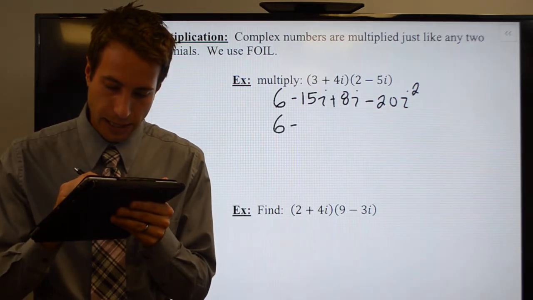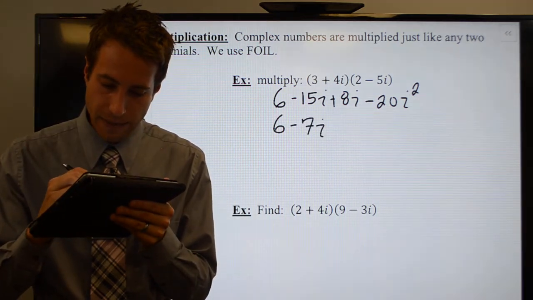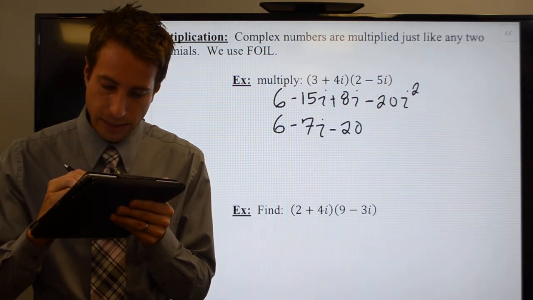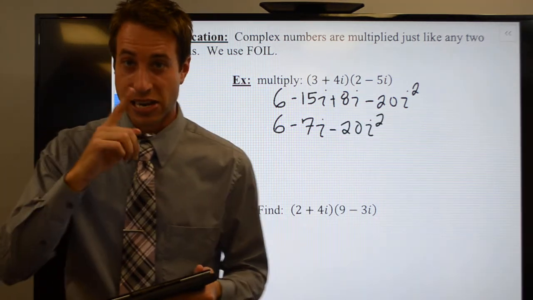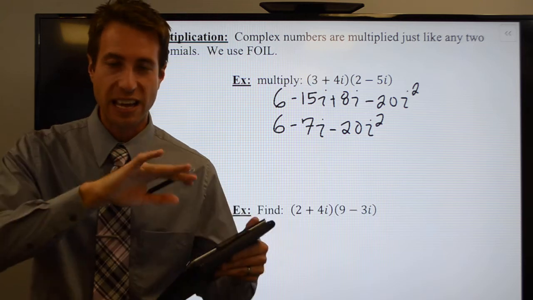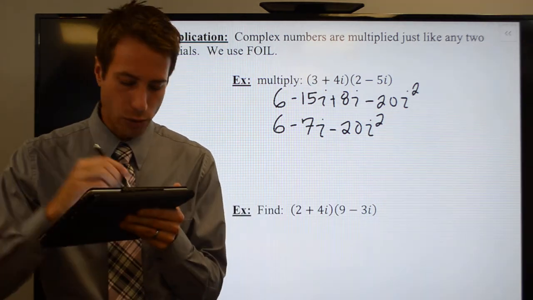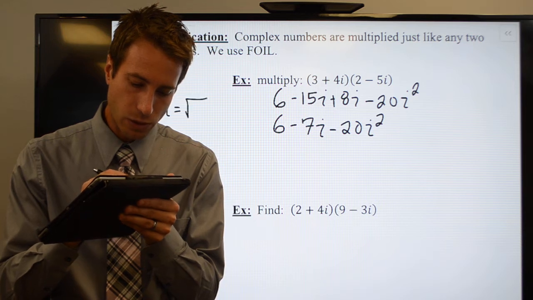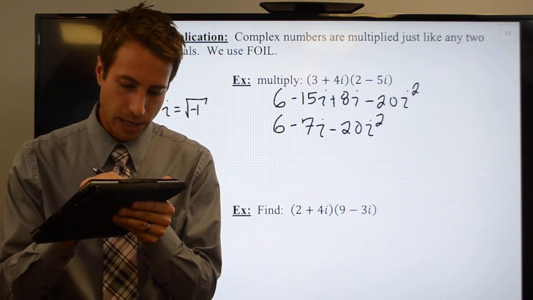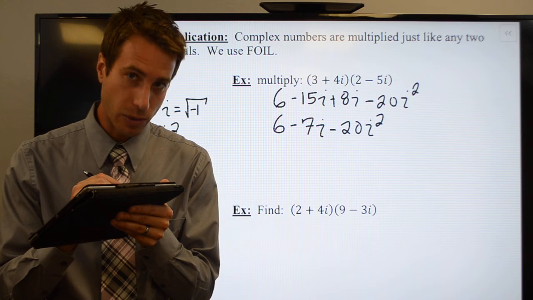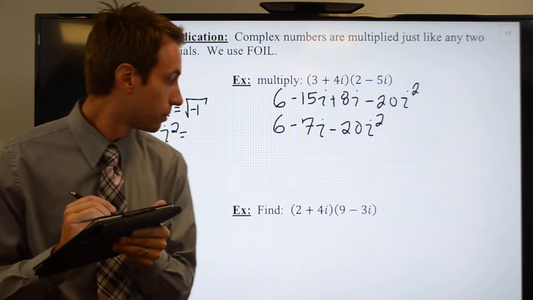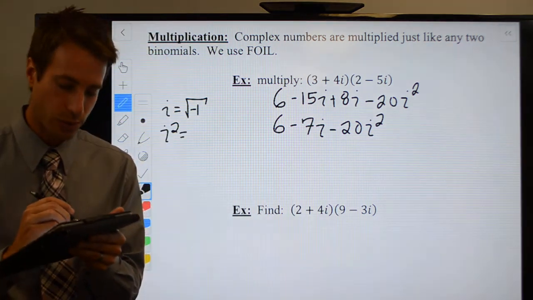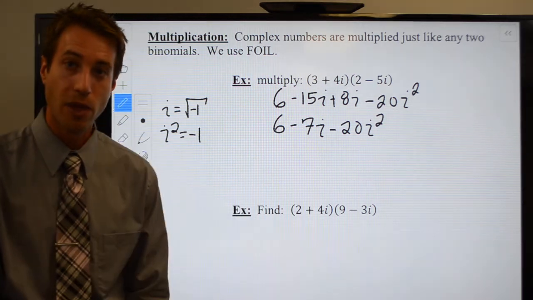So 6 minus 7i. Then I have this -20i squared. Now, we've seen this before. If you go back a couple of pages in the notes, remember we said this: i is equal to the square root of -1, and i squared, do you remember what it was equal to? Yeah, i squared was equal to a minus 1.